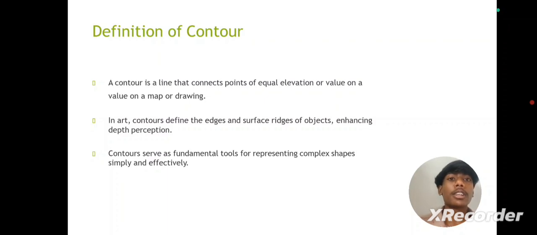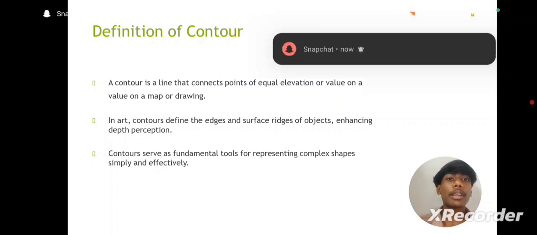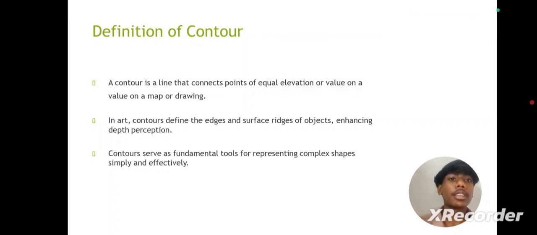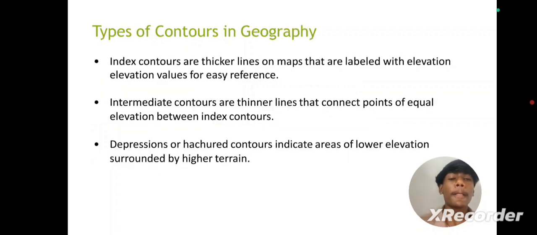And next, definition of contour. A contour is a line that connects points of equal elevation or value on a map or drawing. Next, in art, contours define the edges and surfaces of objects. Contour lines are fundamental tools for representing complex shapes simply and effectively.